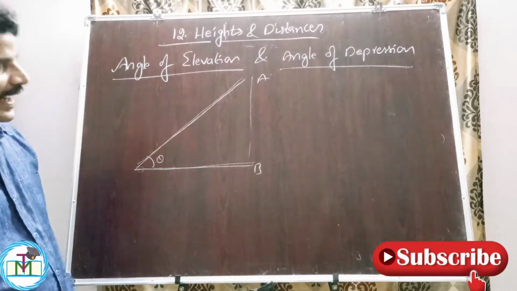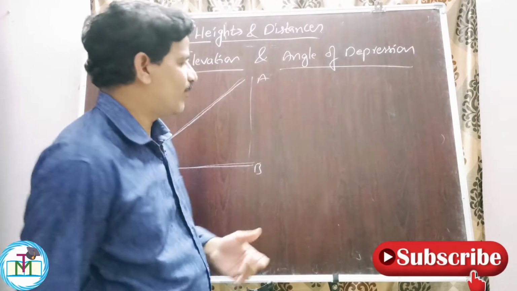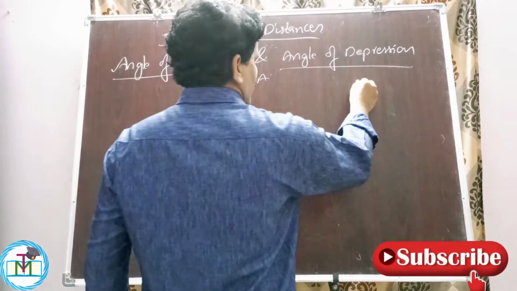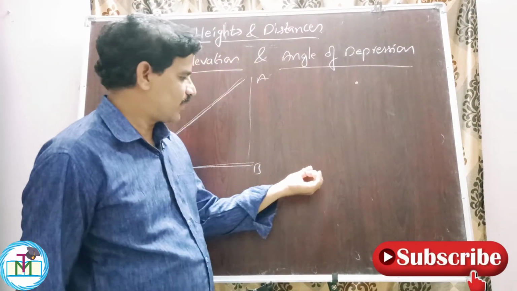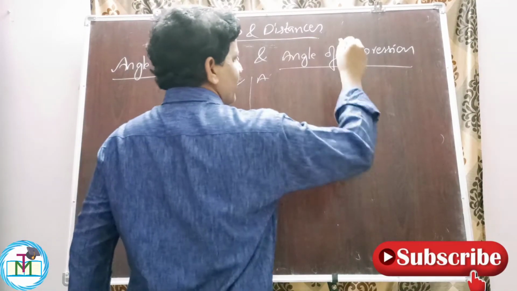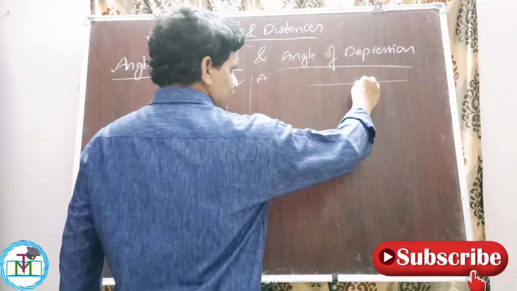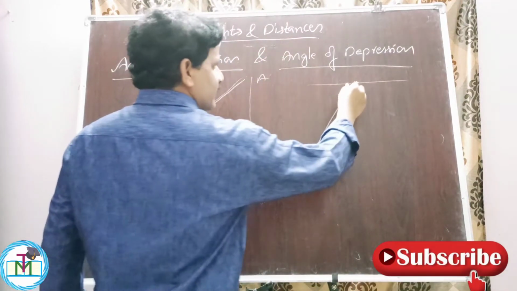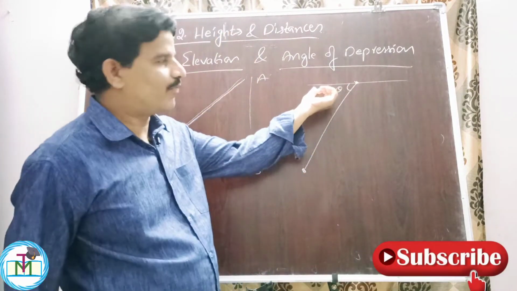Similarly, angle of depression means whenever we look down, we get angle of depression. For example, the object is here, an object like a boat, like a car, whatever it may be. When we are looking from the top, from here, take one horizontal line. When we look at this, this is the angle of depression. This theta is called angle of depression.